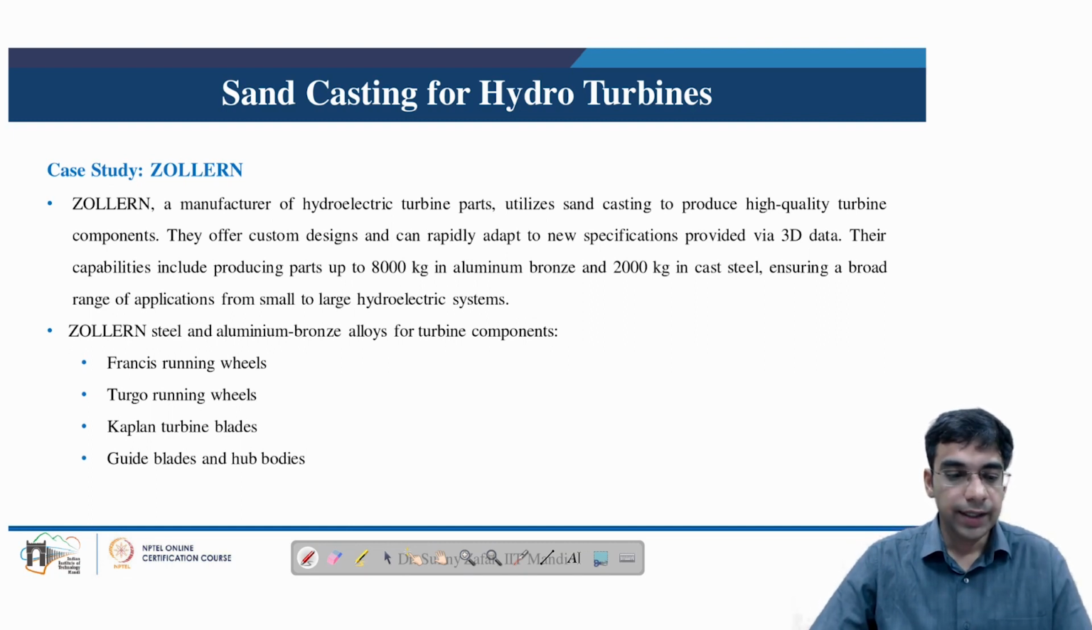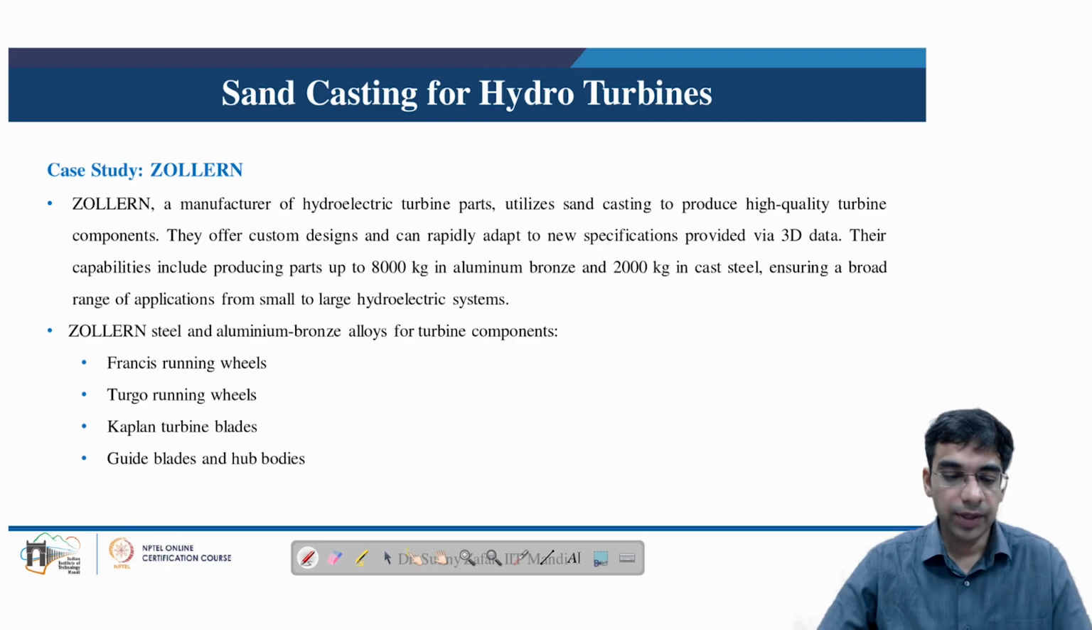Now we look at a case study by ZOLLERN, which is one of the manufacturers of hydroelectric turbine parts. This manufacturer utilizes sand casting to produce high quality turbine components which offer custom designs and can rapidly adapt to new specifications provided via 3D data. Their capabilities include producing parts up to 8,000 kg in aluminium bronze and 2,000 kg in cast steel, ensuring a broad range of applications from small to large hydroelectric systems.